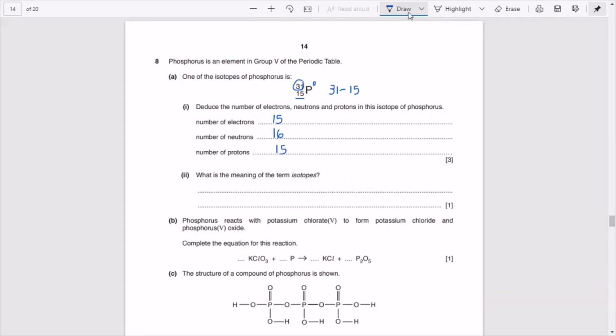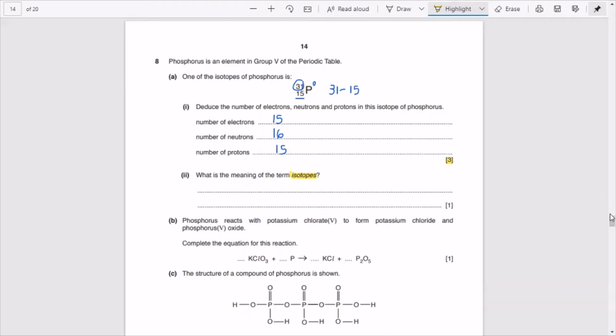Now we're supposed to tell the meaning of the term isotopes. If you do this question, you get 3 marks, which is pretty simple to attain. Isotopes are atoms of the same element but with different neutron numbers, so they have different mass numbers. Because they are atoms of the same element, the proton number remains the same.